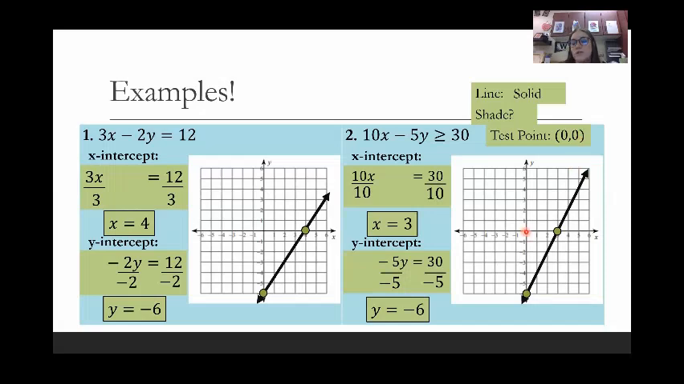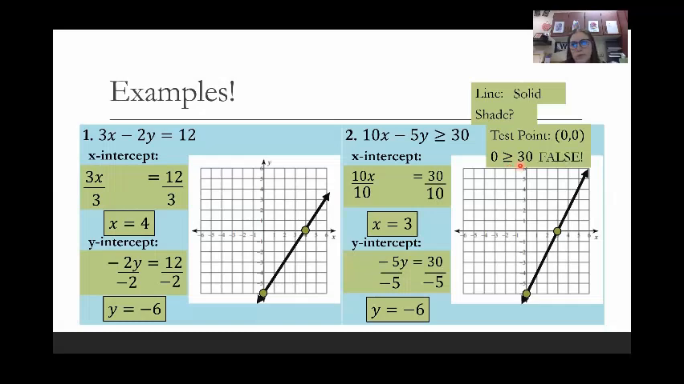Taking this point 0, 0, if we plug it in for both the x and the y, we're going to have 10 times 0 minus 5 times 0. Well, that whole side of the inequality would just be 0. And then it would still have greater than or equal to 30. And then we want to see, okay, is 0 greater than or equal to 30?